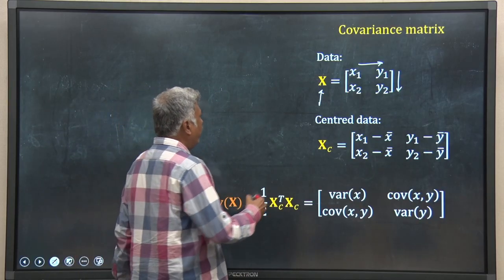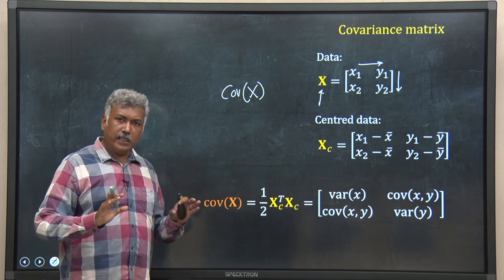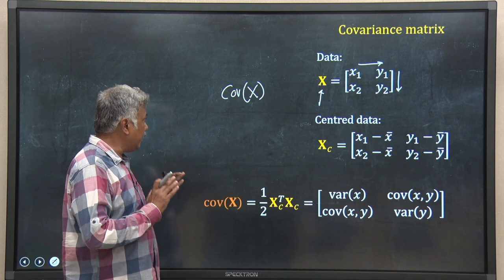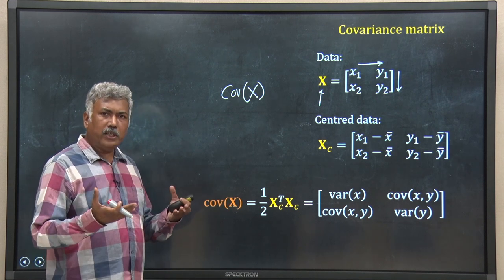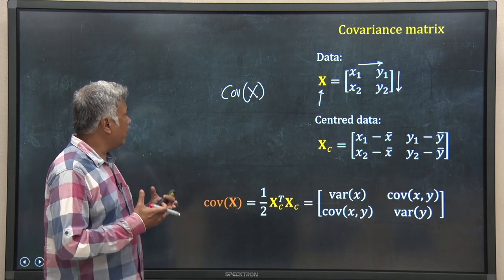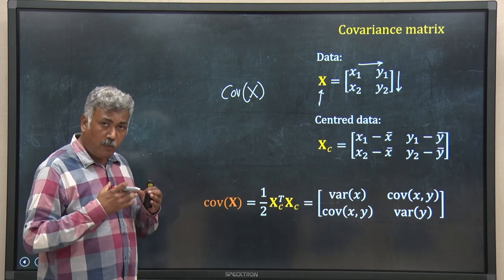I want to calculate the covariance of x. Remember, x here is a matrix. We have done covariance and variance earlier for random variables, but those are scalar. In this case, x is a matrix. Using the same definition of variance and covariance, if I have to calculate the covariance of x, that is, we have to calculate the covariance matrix of x, what do I have to do first?